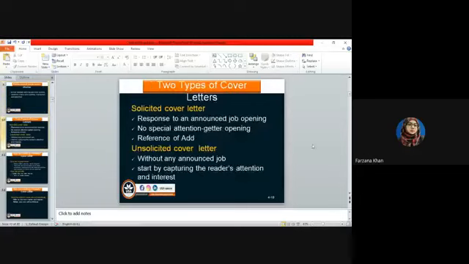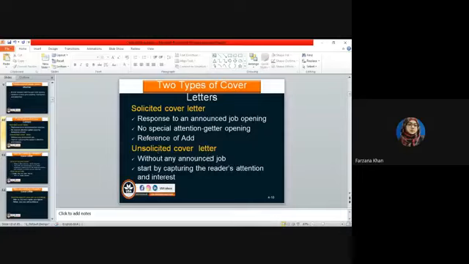So the next point is the types of the cover letter. Basically, there are two types of cover letter: solicited cover letter and unsolicited cover letter. The solicited cover letter is written in response to an announced job opening. But when you apply for a job which has not been announced, if you write a cover letter without any announced job, that would be called an unsolicited cover letter.